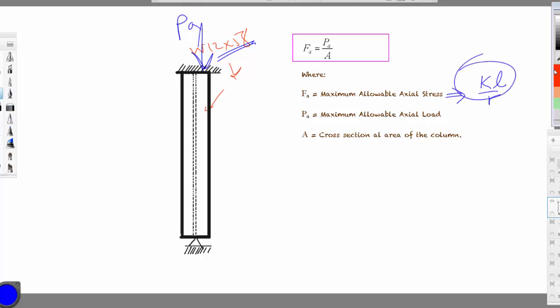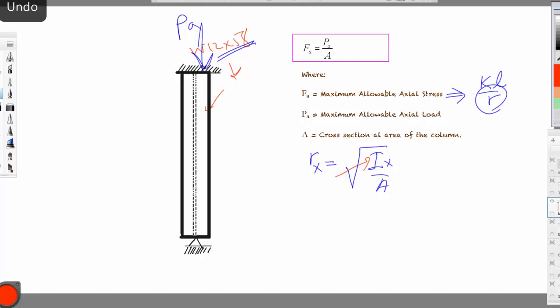KL, we already know what KL is, the effective buckling length. R is the radius of gyration. The radius of gyration is derived from the moment of inertia. This is why we see X here, because this could be Ry, and this is equal to the square root of the moment of inertia about X divided by cross-sectional area. So it is proportionally relevant to the moment of inertia, and moment of inertia is the strength of the section. So we need to find out the KL over R to be able to find the value of FA.